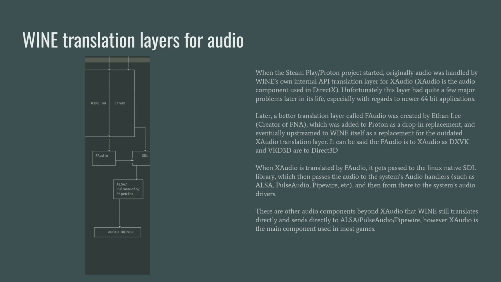So there's a couple of other audio components. The way that the audio portion works is it goes through FAudio, and then from FAudio it gets passed on to the system's audio handlers. Well, it gets passed on to SDL first, and then it goes to the system's audio handlers, such as ALSA, Pulse, Pipewire. There are also other components beyond XAudio that Wine still translates directly and sends directly to ALSA, PulseAudio, or Pipewire. However, XAudio is the main component that's used in most games.